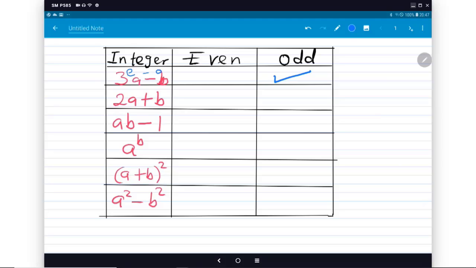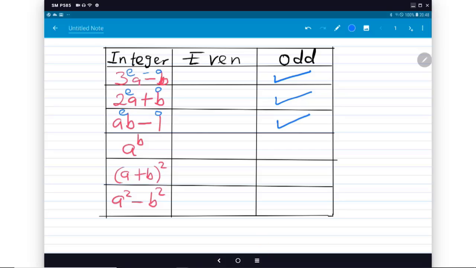For the second one, we have 2, which is an even number, multiplied by A, which is another even number. So that is even times even, which gives us even. So plus odd, which is our B, then we have even plus odd, and that gives us an odd result. Also for the third one, A is even and B is odd. So this means even times odd, which gives us even. Then minus 1, which is an odd number. So even minus odd is odd.